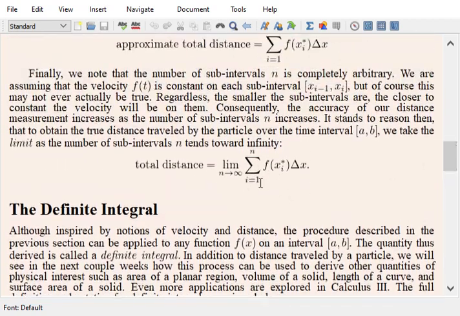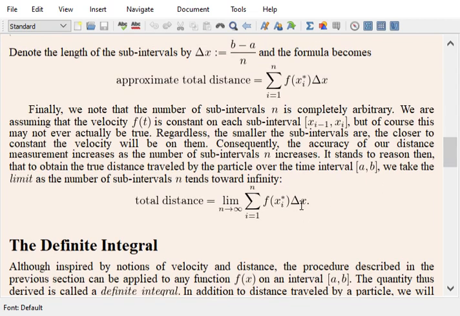So this is kind of an intimidating formula at first, but piece by piece, I think it makes sense. Chop the interval into subintervals. This is their length. This is the measurement on each subinterval. Add them all up, and then let that approximation get better and better towards infinity.